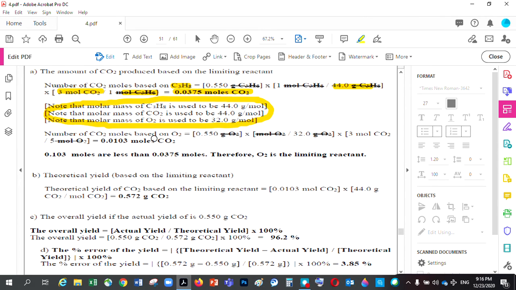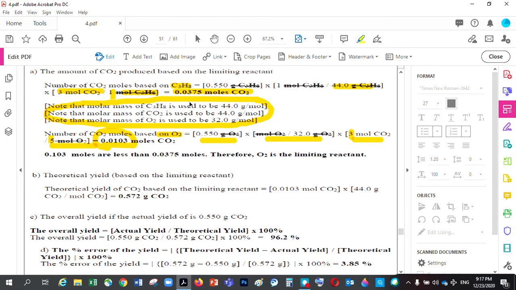Now let's do the same calculation based on the oxygen. 0.550 gram oxygen divided by the molar mass of the oxygen, multiplied by the mole ratio, 3 to what? To 5. So we have to look at this. This is 5. This is 3. On the top it was what? It was 3 to 1. But here we have 3 to 5. Now, with calculation of this, I get what? 0.0103. Here I get 0.037.